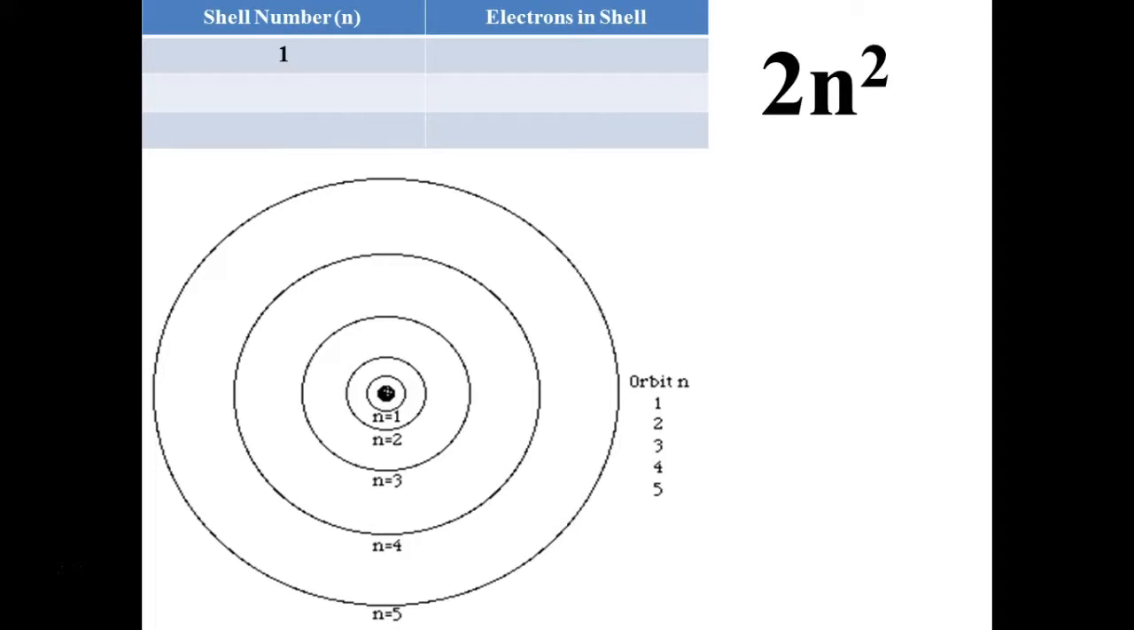A lot of people tend to forget that. Remember PEMDAS, do the exponent and then the multiplication. So if we do that, what would you get for the electrons in the shell if you square the 1 and then multiply it by 2? Well, you would get 2, right?